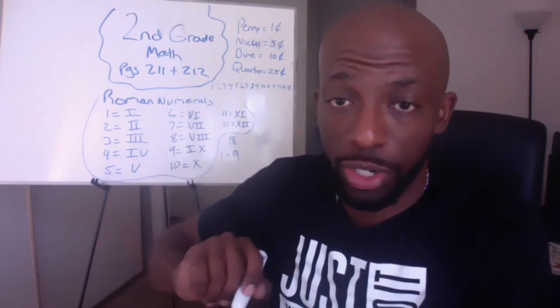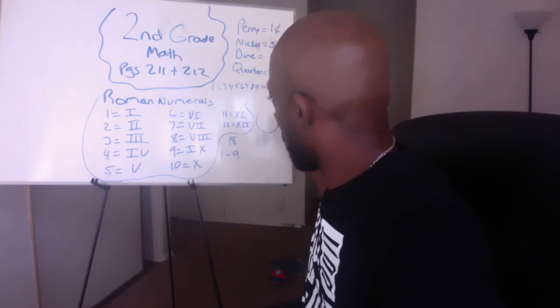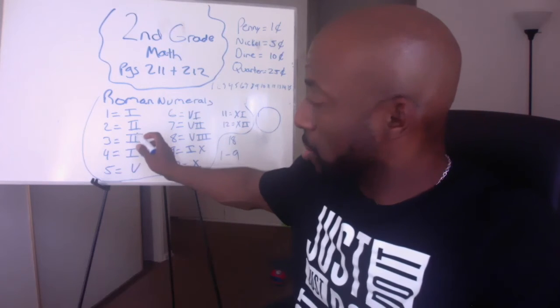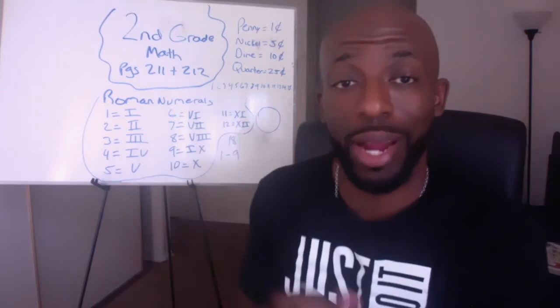Write your clock, draw your circle here. And then instead of putting 1, 2, 3, 4, why don't you try writing the numbers in Roman numerals around the clock so that way you can practice with it, okay?